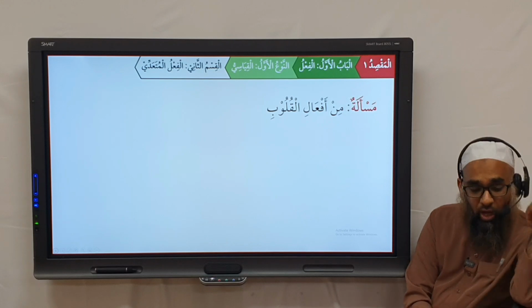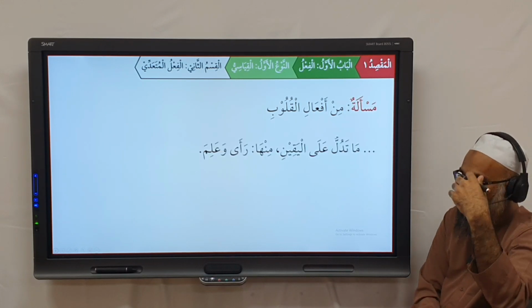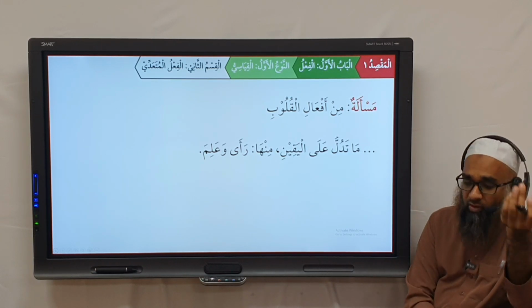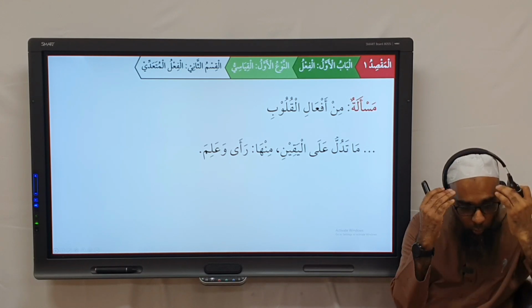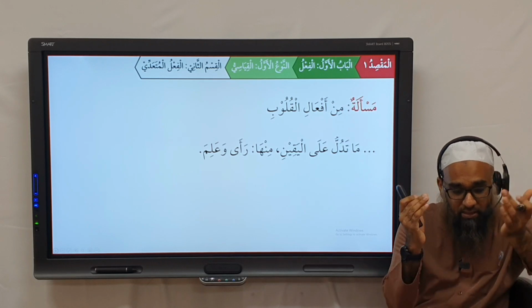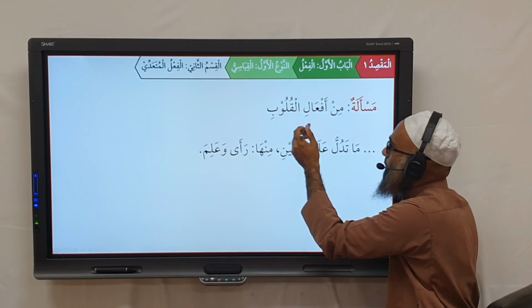So now what are the af'al al-qulub? Which af'al al-qulub are they? So the af'al al-qulub are of two types. There are two types of af'al al-qulub. The af'al al-qulub means that they show a thought process. You think that the mubtada is a khabar. Some of them, so you say here, min af'al al-qulub.